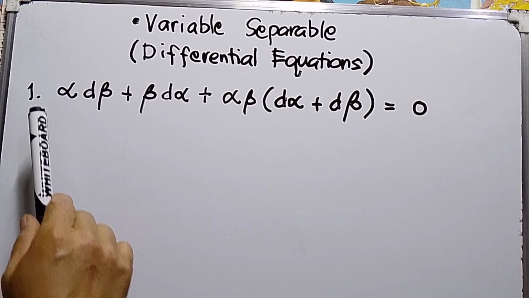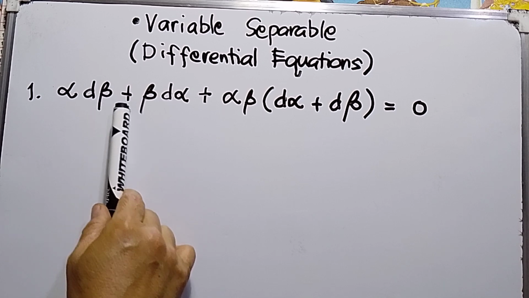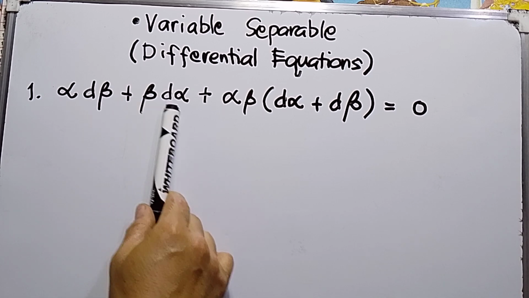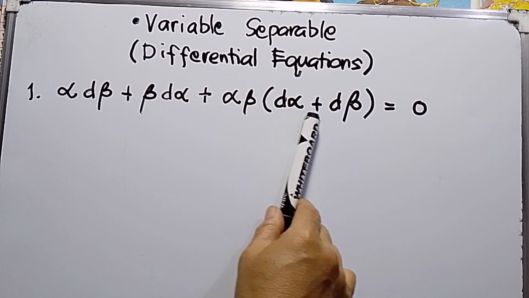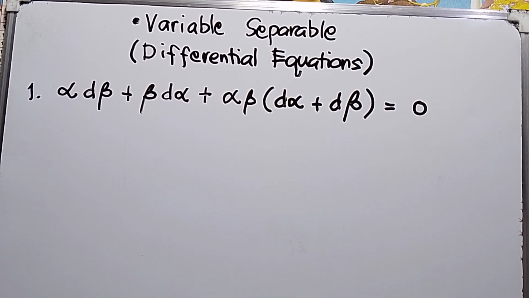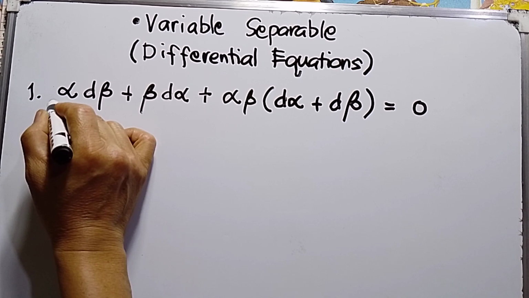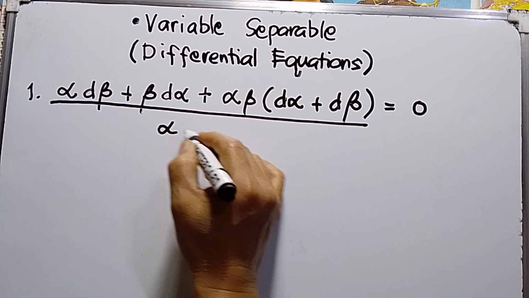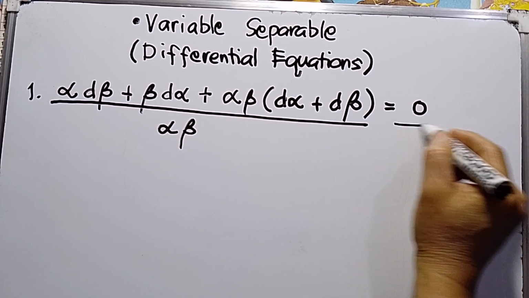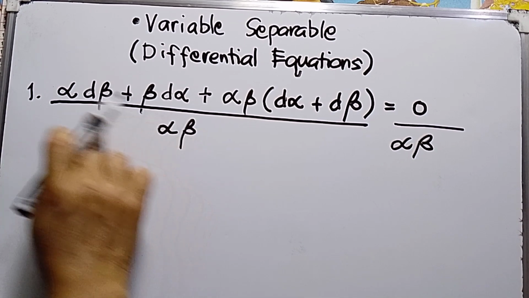So I have here number 1: alpha d beta plus beta d alpha plus alpha beta (d alpha plus d beta) is equals to 0. So I need to separate the variables. So I need to divide everything by alpha and beta. First, I need to divide this one.